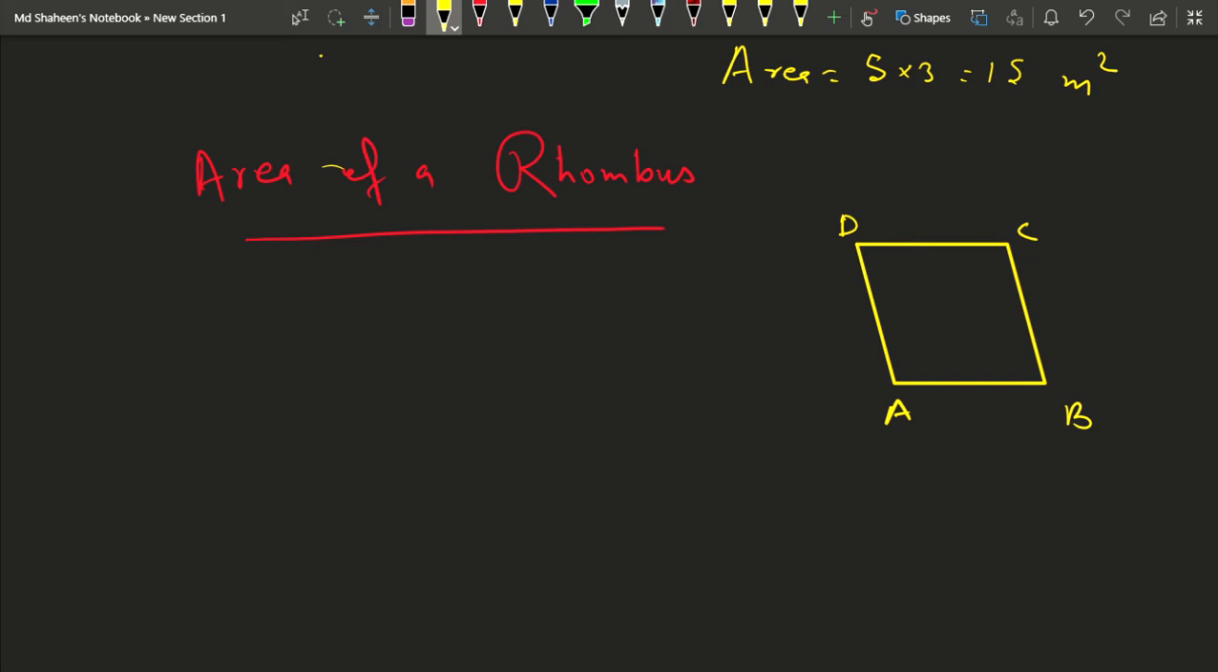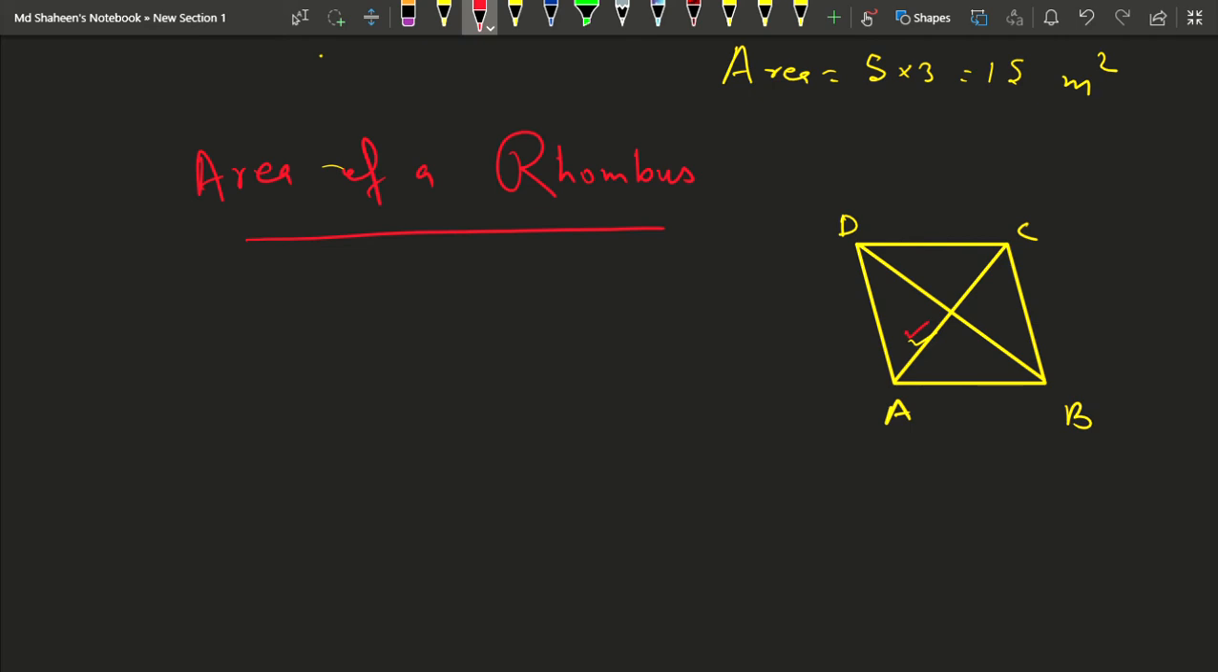And if you connect opposite vertices, you will get its diagonals. What are its diagonal lengths? You have two diagonals. What are the diagonals? It's AC, this one, and BD. So we have two diagonals, AC and BD.